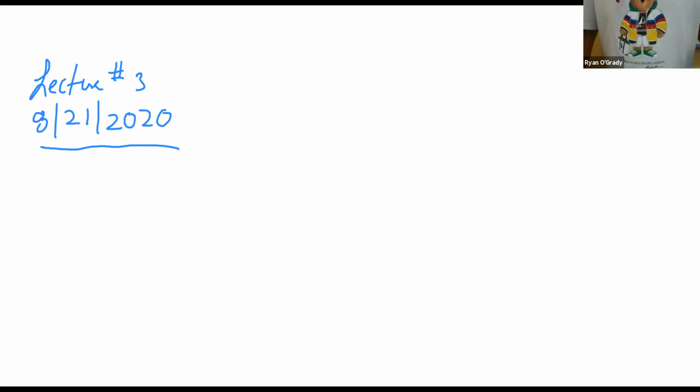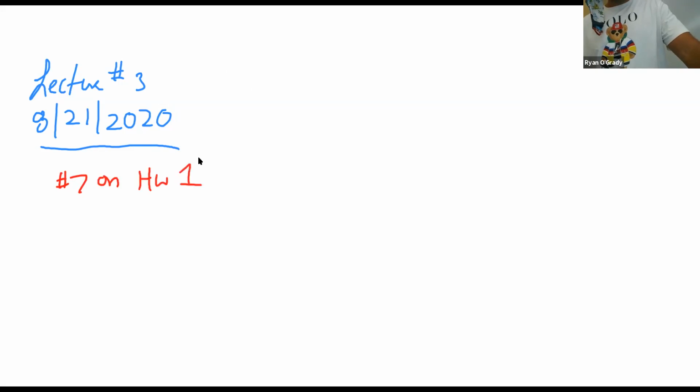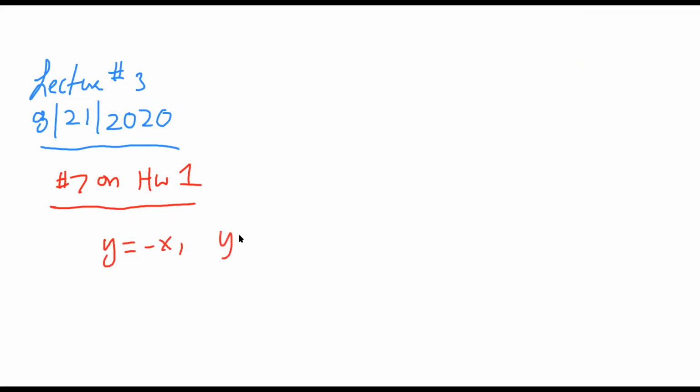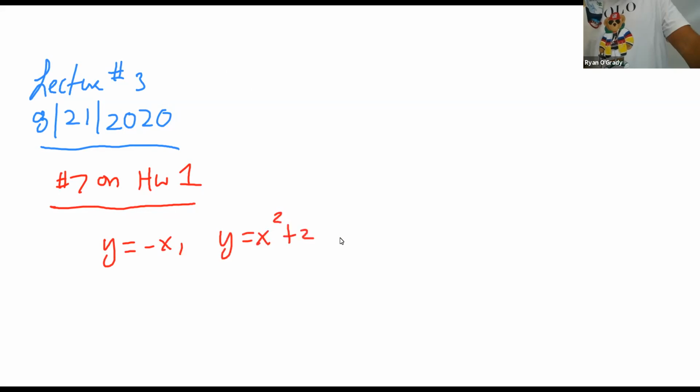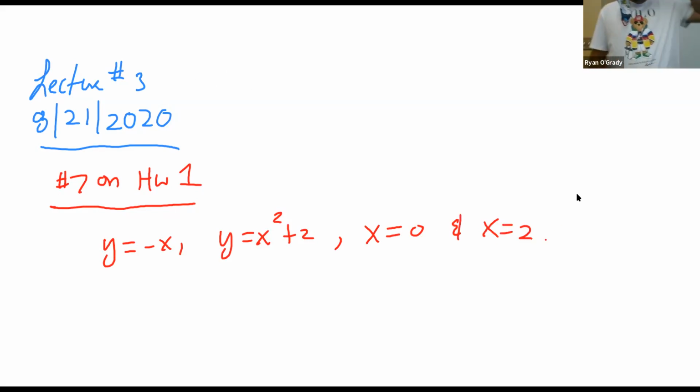So number 7, compute the area of a certain region. All right, so here's what we have. This is number 7 on homework 1. So we have y equals negative x, y equals x squared plus 2, the line x equals 0, and the line x equals 2. So what region are we working with here?